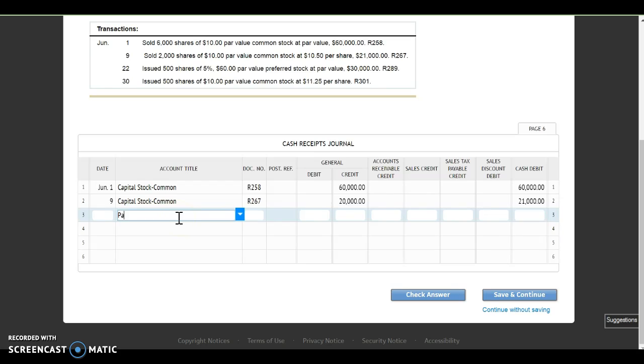So that $1,000 is going to go to paid in capital in excess of par common. And that is going to be a credit of $1,000. When we look at that, easy way to do that is figure out the difference, and obviously the difference is $1,000. Other thing that we can look at is we made 50 cents on each share, so if we took 2,000 times 50 cents, we would get $1,000.